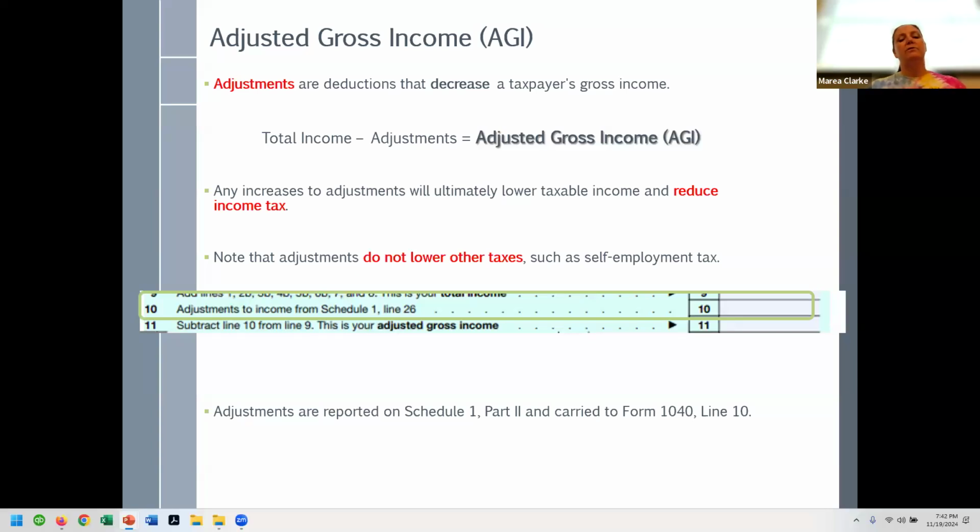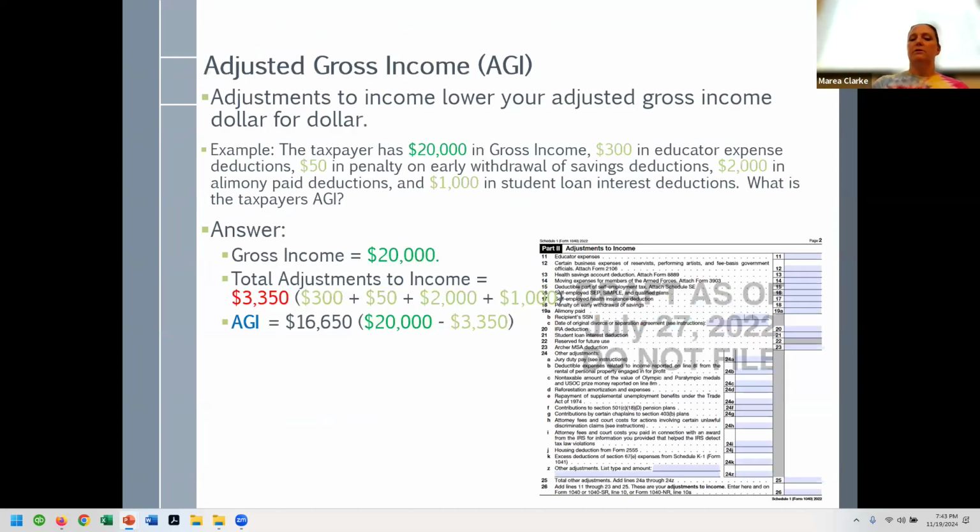They'll reduce the amount of tax that you pay, but they won't lower some other types of tax, like self-employment tax. They're not going to reduce how much money you made on that business, how much Social Security and Medicare tax that you owe. It's reported on Schedule 1. It's a two-page form. The first page is all of these other types of income. Second page is all of these adjustments. And that's what it looks like. This is an old version.